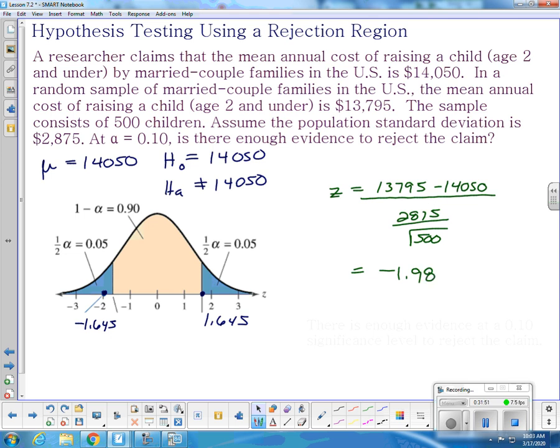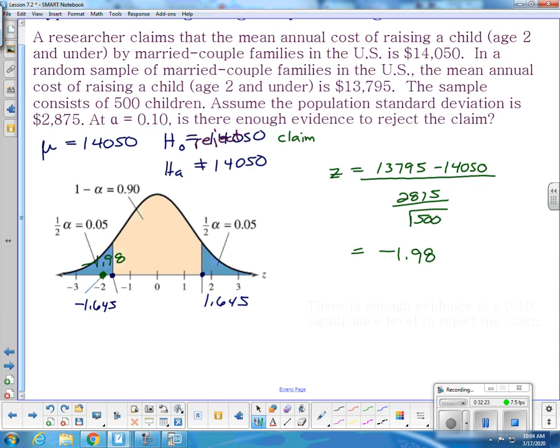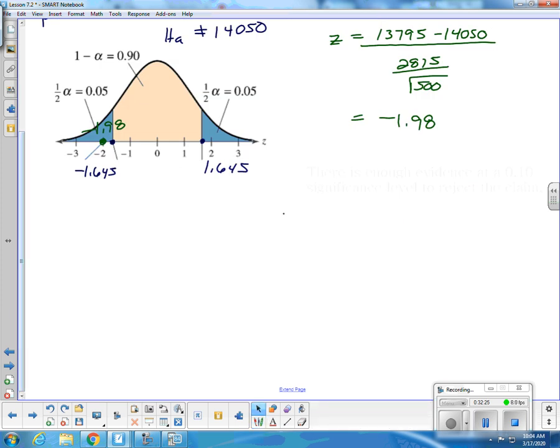Okay, so we got negative 1.98. That is here. That's where negative 1.98 is. So it's in the rejection region. Okay? This is our claim, remember. And claim matched the null. So since it's in the rejection region, we have enough evidence to reject the null, which means we do not have enough evidence to support the claim.